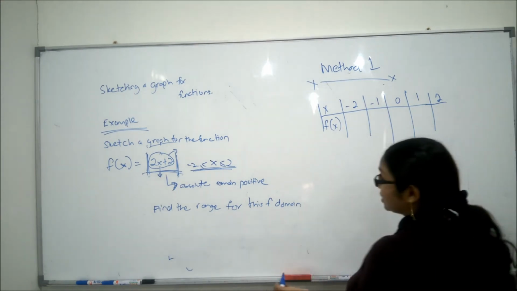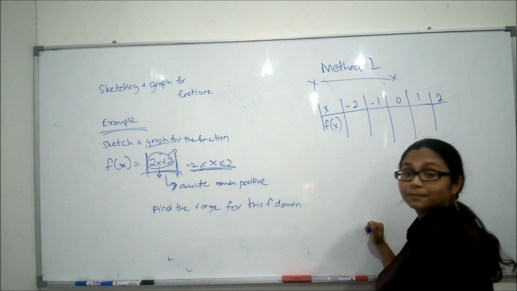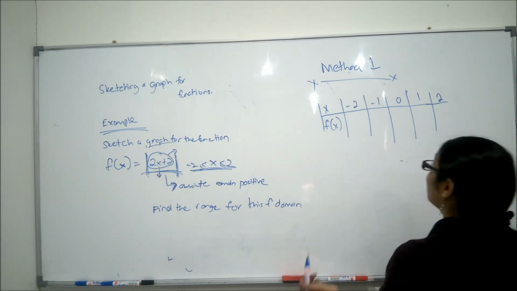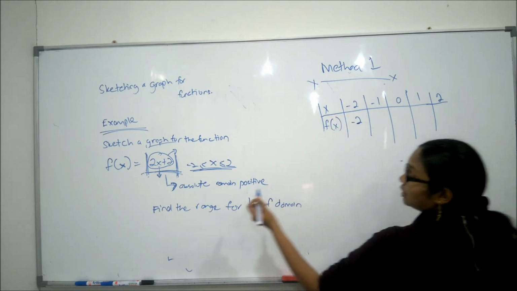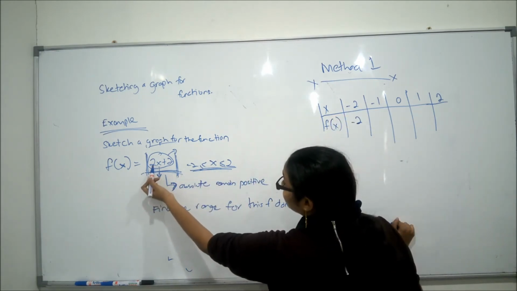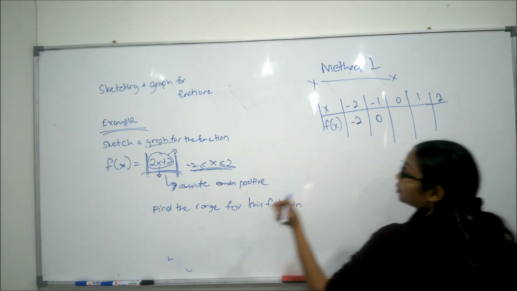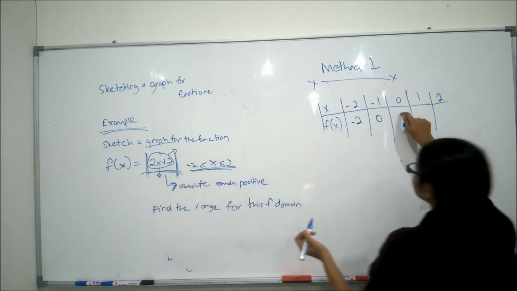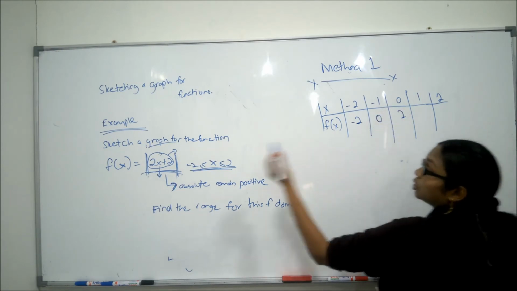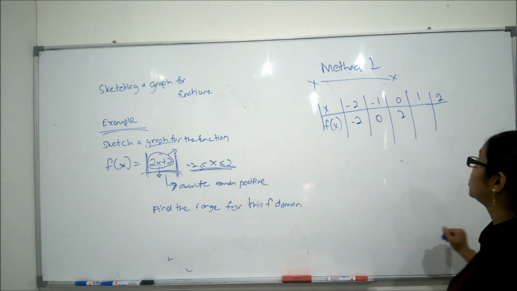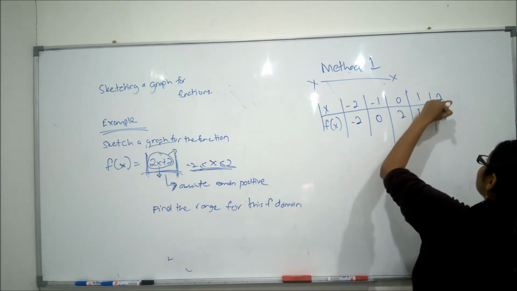What are the corresponding fx values? I hope you're with me right now. -2 times 2 is -4. -4 plus 2 is -2. Next, -1. -2 times -1 is -2. -2 plus 2 is 0. 2 times 0, now x is 0, 2 times 0 is 0. 0 plus 2 is 2. 2 times 1 is 2. 2 plus 2 is 4. 2 times 2 is 4. 4 plus 2 is 6.